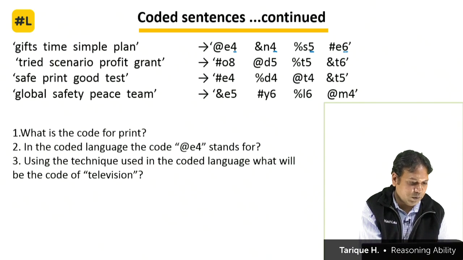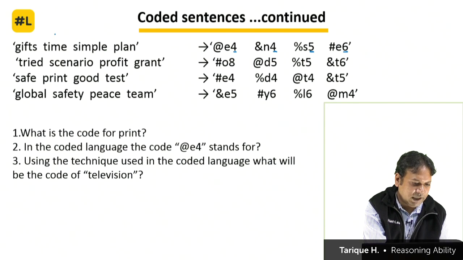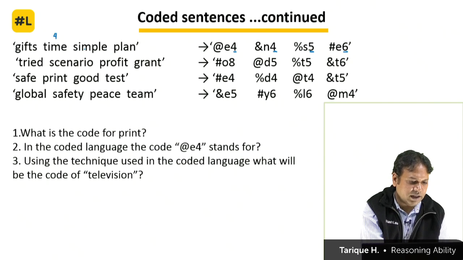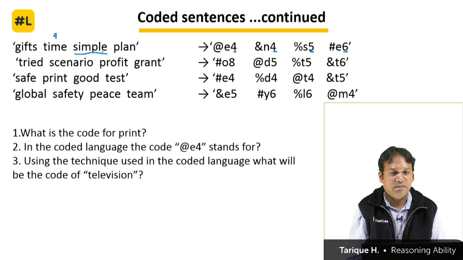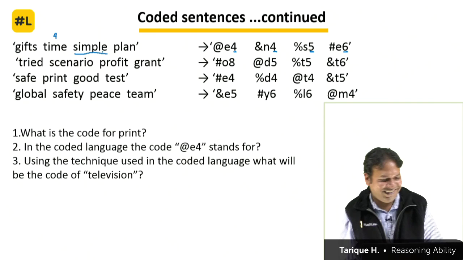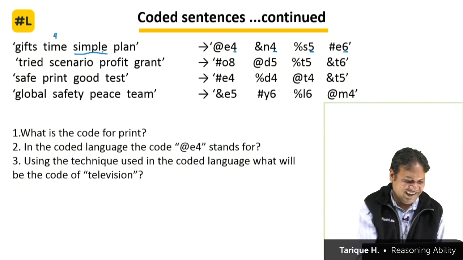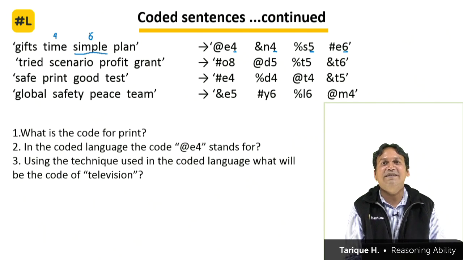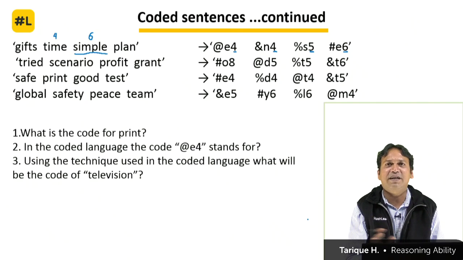Look at the words given to you. You will see time contains 4 letters. How many letters are there in the word time? 4 letters. How many letters are there in the word simple? Okay, Gurunath, you look at the questions, right? So simple. 1, 2, 3, 4, 5, 6. How many letters are there? 6 letters are there. Just look at the letters. It's a very simple question.